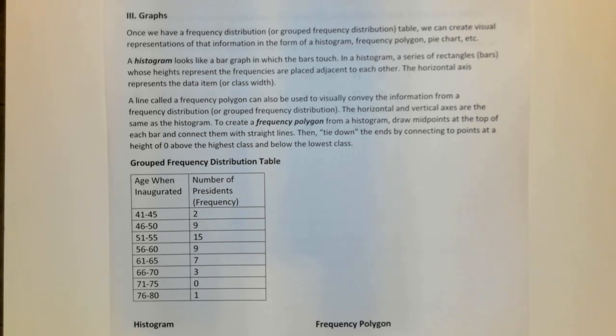In a histogram, a series of rectangles or bars whose heights represent the frequencies are placed adjacent to each other, whereas in a bar graph, there's some space. The horizontal axis represents the data item or the class width. So, let's see.